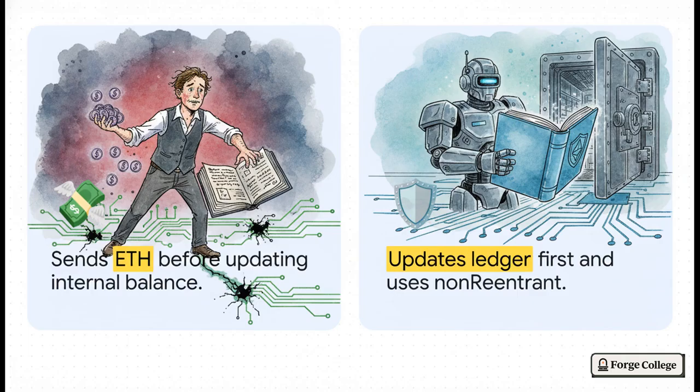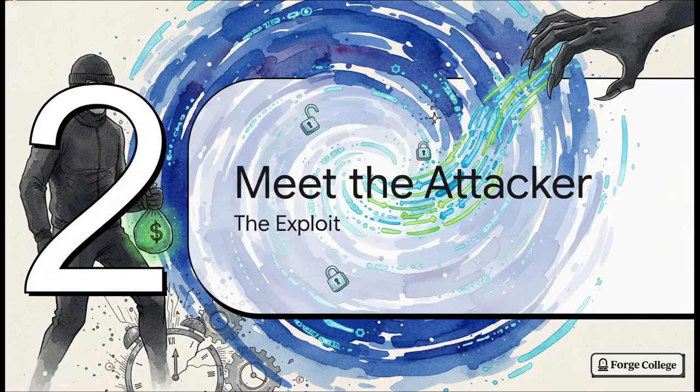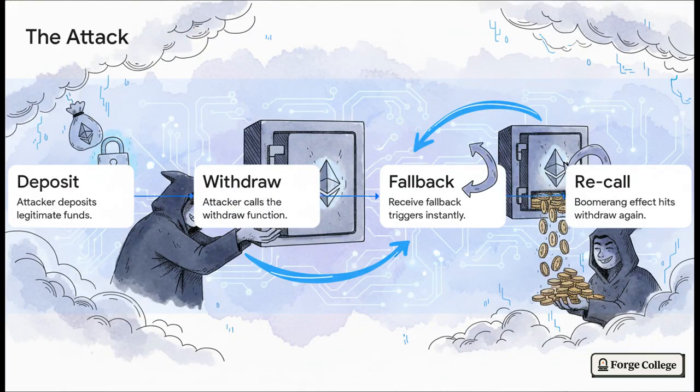Contrast that sharply with our upgraded GuardedBank. This one strictly updates the ledger first, and it uses a very special modifier called nonReentrant. Moving on to Section 2, meet the attacker: the exploit. To really wrap our heads around why that lazy accounting is so catastrophically dangerous, we need a villain. Enter the ReentrancyAttacker contract. Here is exactly how this little digital burglar pulls off the heist.